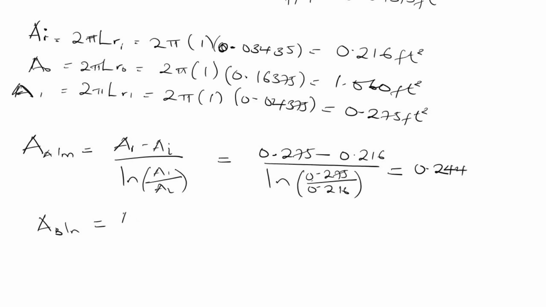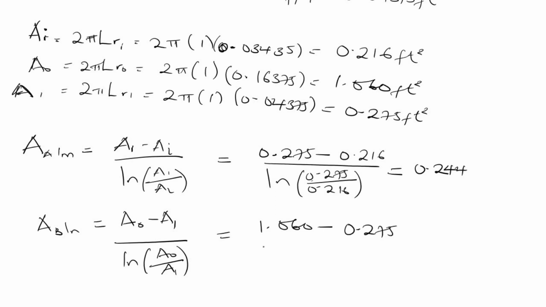Then the log mean area for material B, or for the B part, is going to give me what? A0 minus A1, we've written the formula above also, over ln of A0 over A1, which is what? I've calculated it above to be 1.060 minus 0.275, divided by ln of 1.060 divided by 0.275. Computing this, you're going to have 0.582.